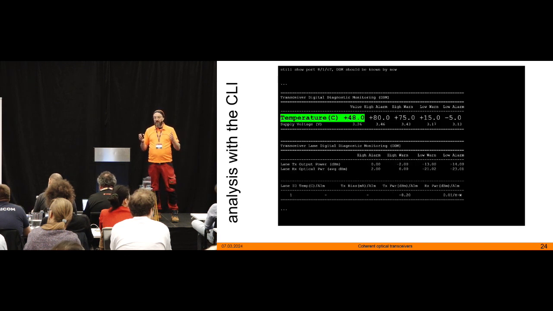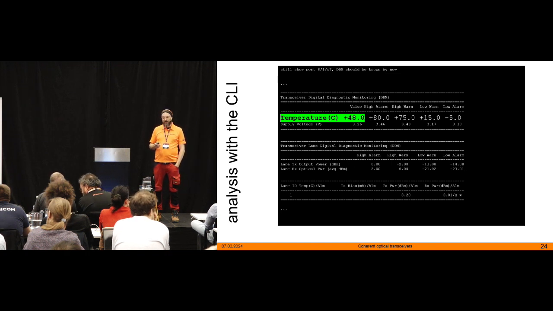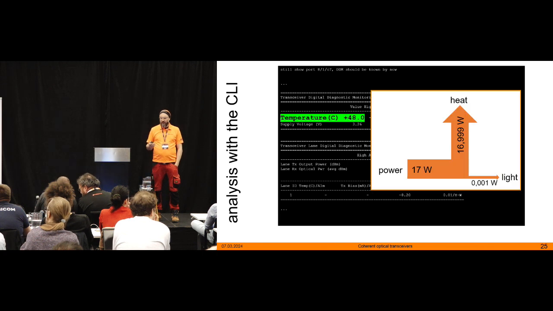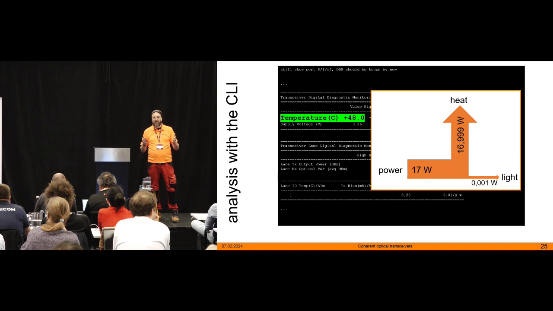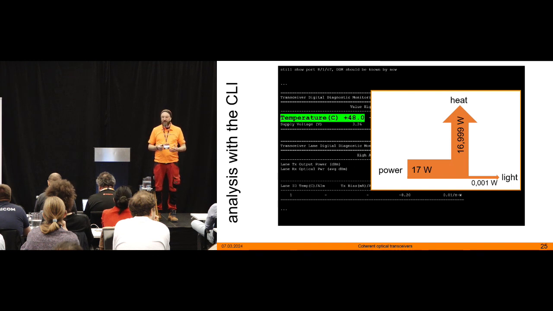Then the next one, you should be familiar with so far. It's the diagnostic monitoring, and I hope everyone has implemented it in their NMS already. For sure, TX and RX levels are shown there, but I highlighted the temperature. And why do I highlight the temperature? The reason is just pure physics. A transceiver is basically taking power and converting it to heat and a small portion of light. And that's the ratio we're seeing here. So when we feed in 17 watts, and that's the actual amount a coherent transceiver can draw out of your switch port, it ends up as 16.999 watts of heat and only a little portion of light.